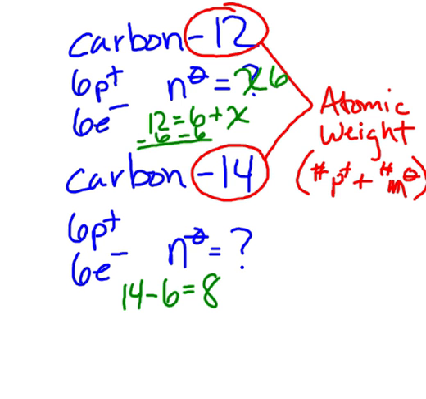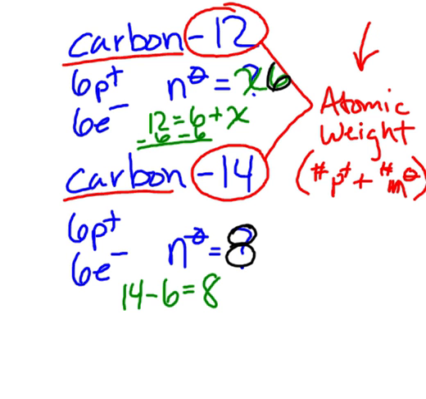So what does that mean? That means the number of neutrons in carbon 14 is 8, and the number of neutrons in carbon 12 is 6. Now, if you notice, these two are still the same element. They're still carbon. The only difference is their atomic weight.